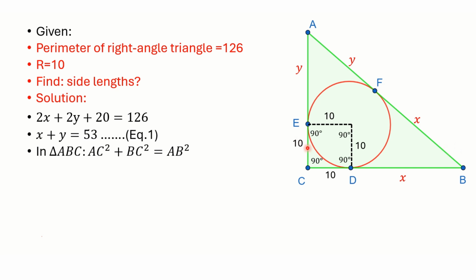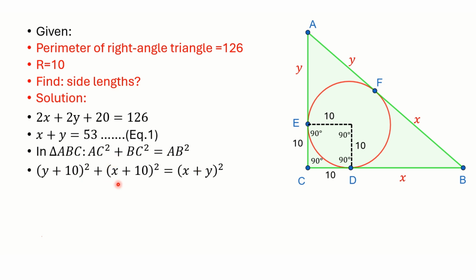Now what is AC? AC is y plus 10. What is BC? X plus 10. And what is AB? This is x plus y. So let us plug in all these values. So this is y plus 10 whole square, this is x plus 10 whole square and this is x plus y whole square. Now I will use a formula, and the formula is a plus b whole square is equal to a square plus b square plus 2ab.